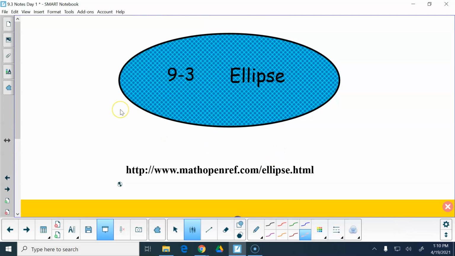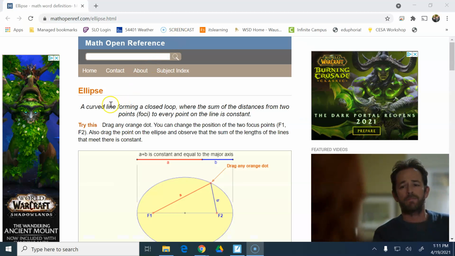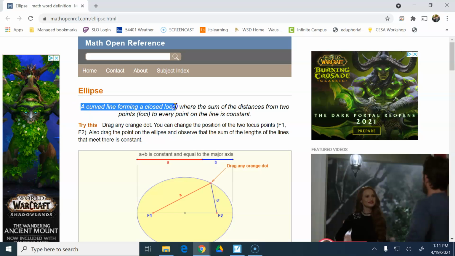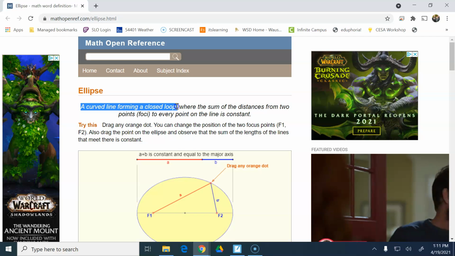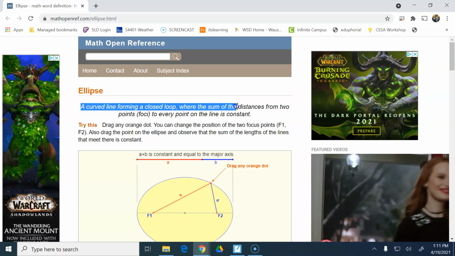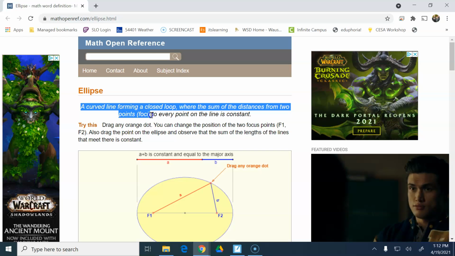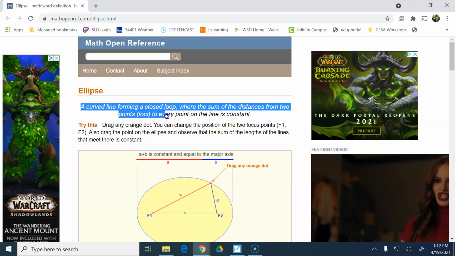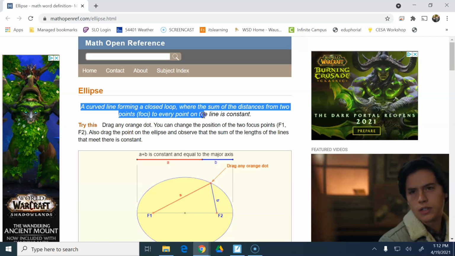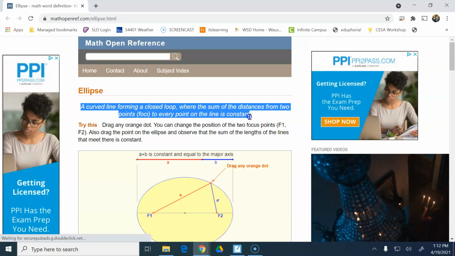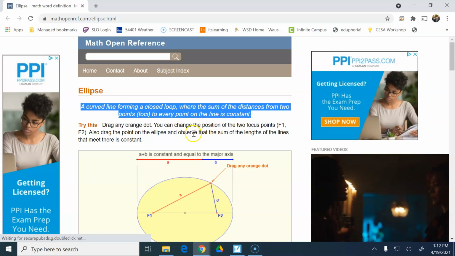Our next topic is that of an ellipse. An ellipse is a curved line forming a closed loop where the sum of the distances from 2 points, which we call the foci, to every point on the ellipse is a constant.